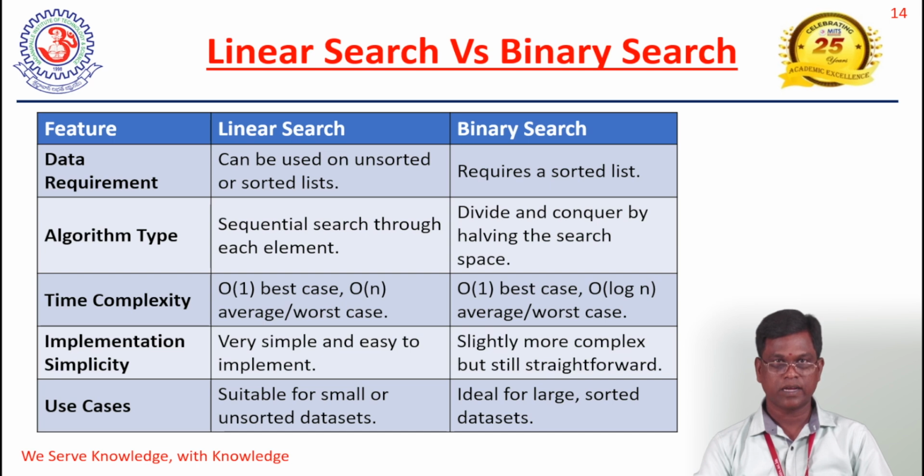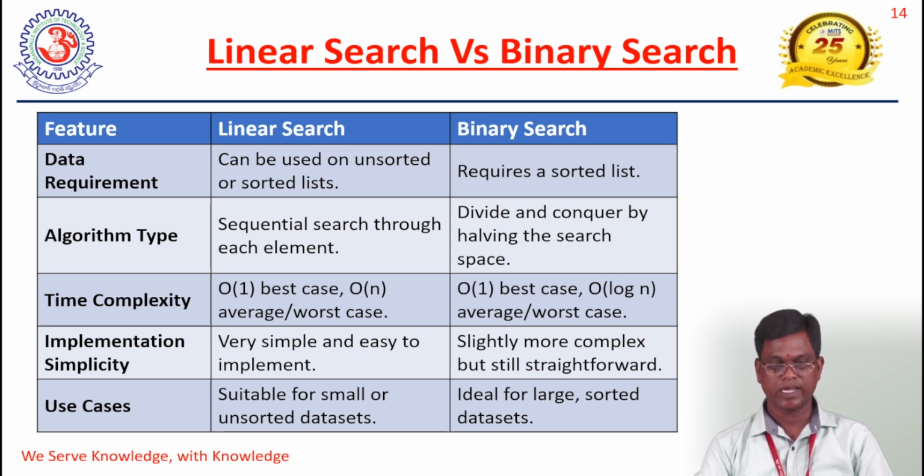And here is the comparison between linear search and binary search. So we are going to take different parameters like data requirement, algorithm type, time complexity, implementation simplicity, and use cases. So coming to the first parameter, data requirement, linear search can be applied on any sorted or unsorted list. So there is no restriction on that. But in binary search we need to apply it only on a sorted list.